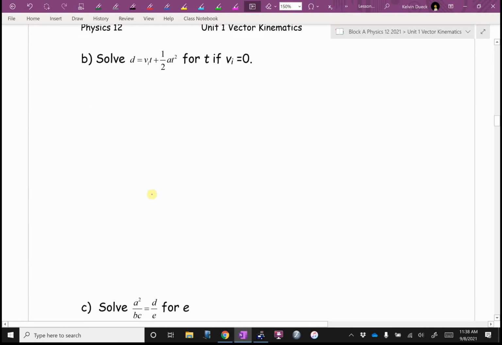Hey, let's solve this for T if VI equals 0. So if VI equals 0, what's 0 times T? That whole term would vanish, and you would get a special subcase. Or last year, I often wrote it as, those two were interchangeable.